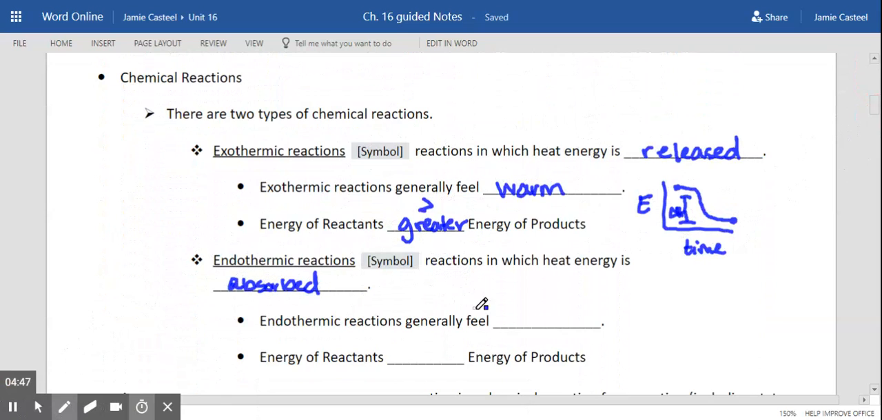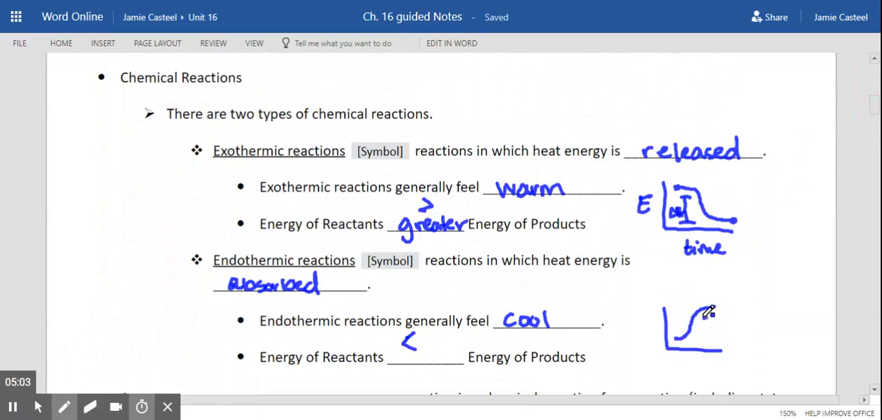You can think of it either way. They generally feel cool or cold, and the energy of the reactants is less than the energy of the products. So this one would look like this.